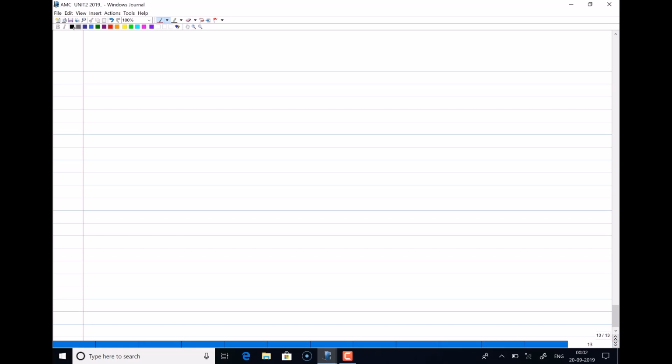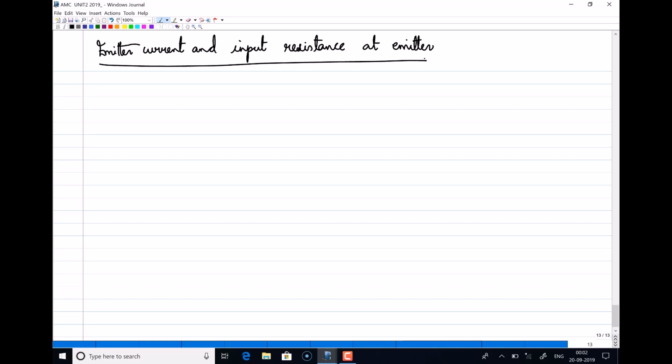Similarly, in a similar way, I can write the small signal resistance at the emitter side as well. So before that I will write the emitter current and input resistance at the emitter. In a very similar way to how I have written for the base, I can write the same thing for the emitter as well.